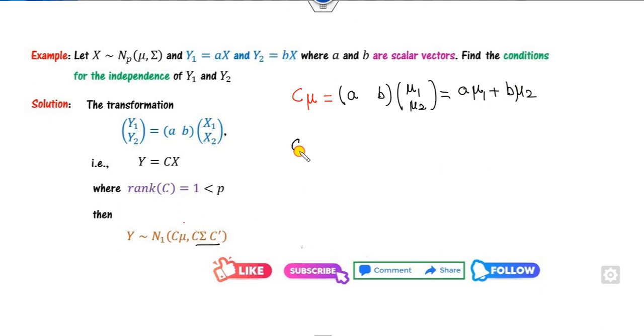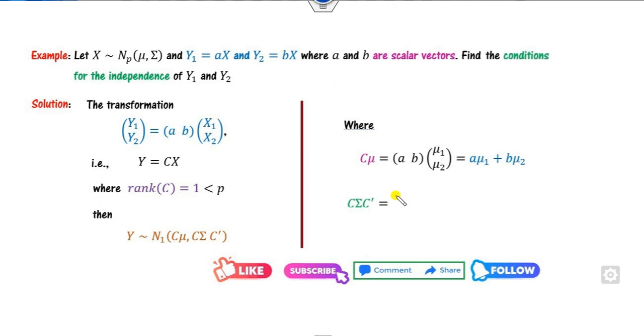I can find this second component, C sigma C inverse, that is basically called the covariance matrix of y. This is called the mean of transformation 1. So I can substitute this value. C is my A comma B. Sigma is not given, so I consider this in general form. This is my sigma 1 1, sigma 1 2, sigma 2 1, sigma 2 2. This is my A transpose, B transpose. Now you can multiply them, and once you multiply them, you will get this matrix.